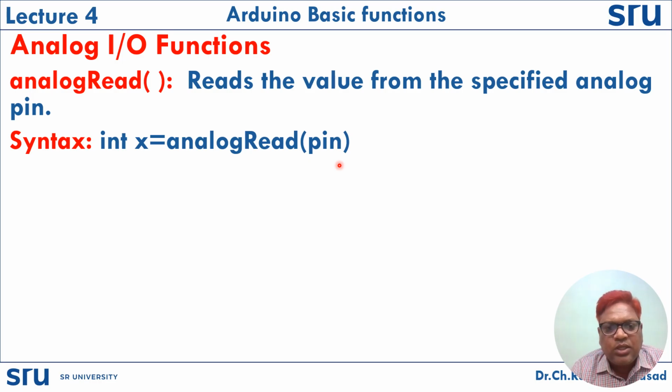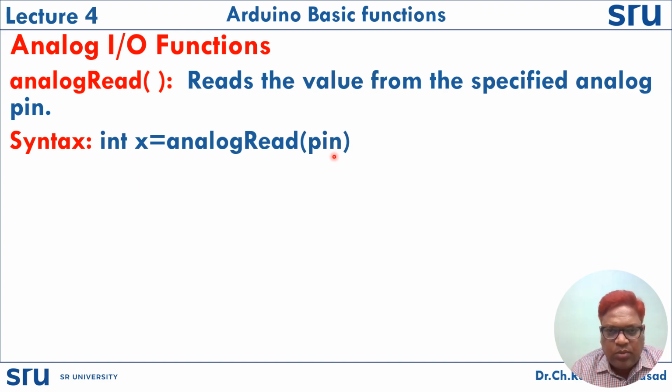10-bit resolution is nothing but the x value is 2 power n, which is 2 power 10, and 2 power 10 is 1024. That means x may have 0 to 1023 possibilities, so x is declared with the data type int.